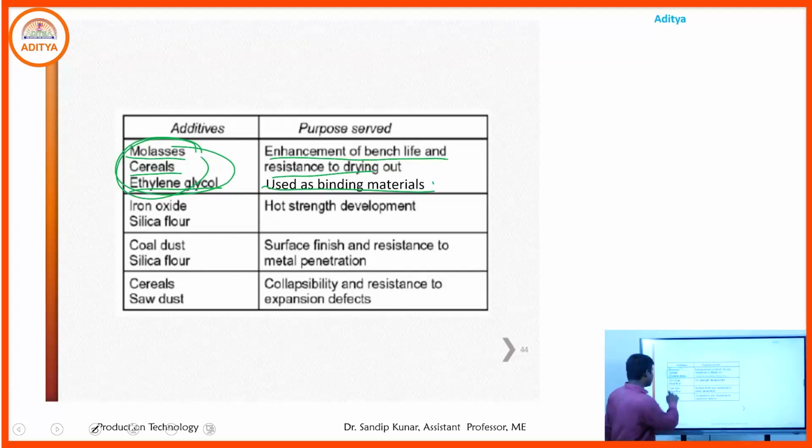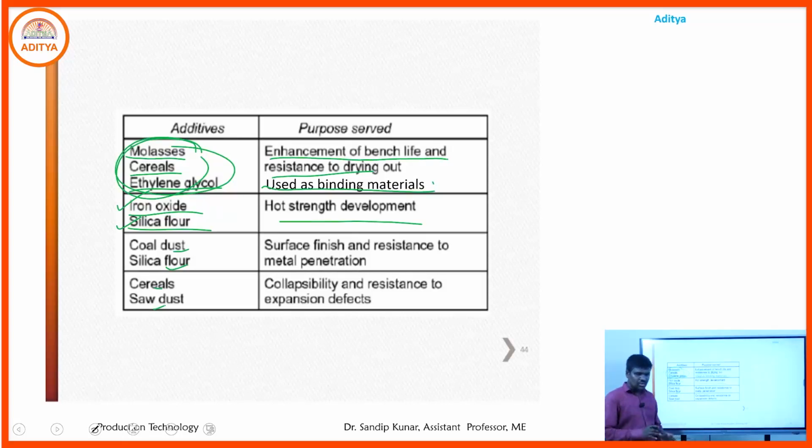Another, iron oxide and silica flour, are used to increase hot strength development. It means the strength of the silica sand will develop at hot conditions when we add iron oxide and silica flour. Coal dust and silica flour are used for a good surface finish of the casting. Cereals and sawdust are used for collapsibility.